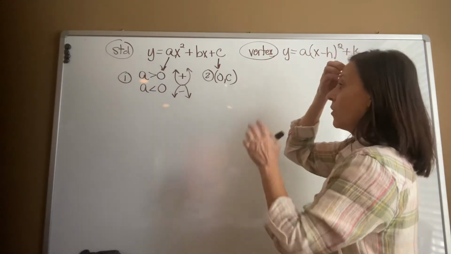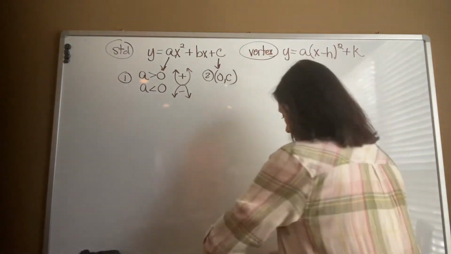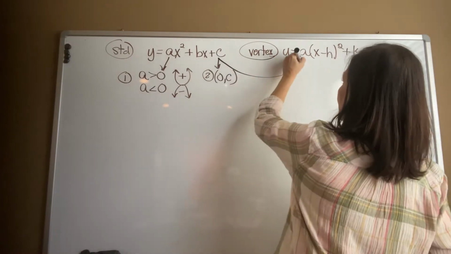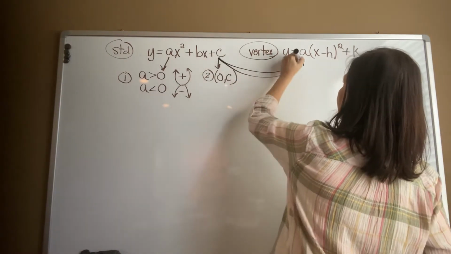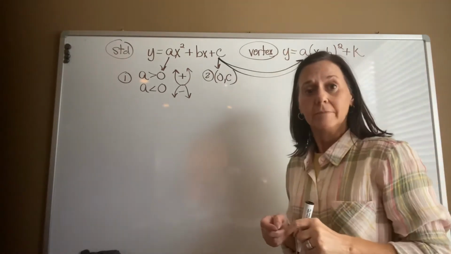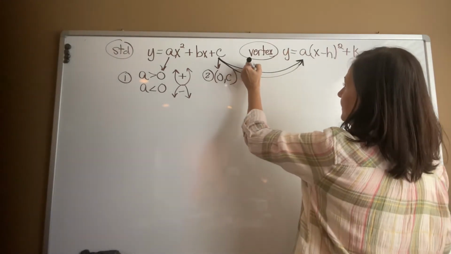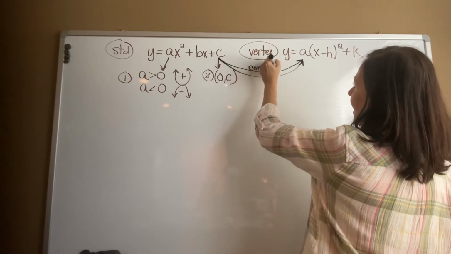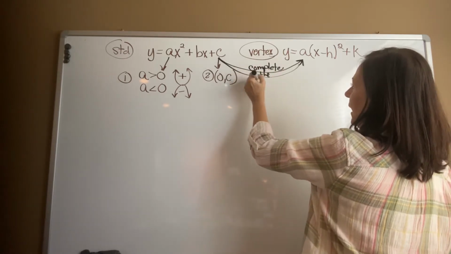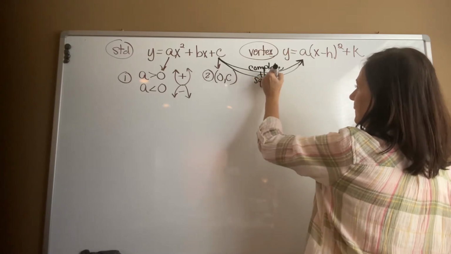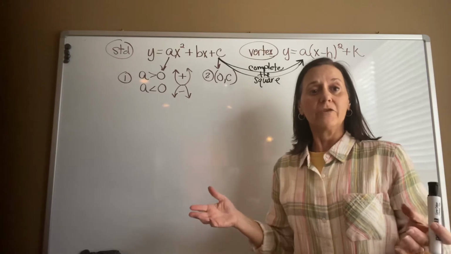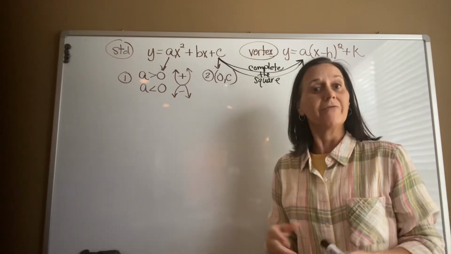Now, we'll always start out in standard, all right? We are going to transform this equation to vertex form by completing the square. I know, I hear the grumbling. Complete the square. But this vertex form is going to give you what the name tells you, the vertex.